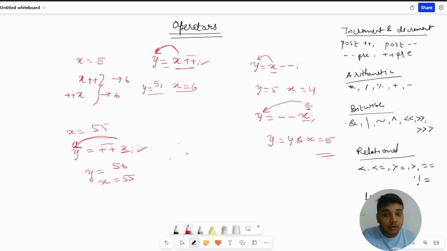In further classes, we are going to use a count variable, count plus plus. We mainly use this increment operator inside the while loop. So we will see this in future classes.